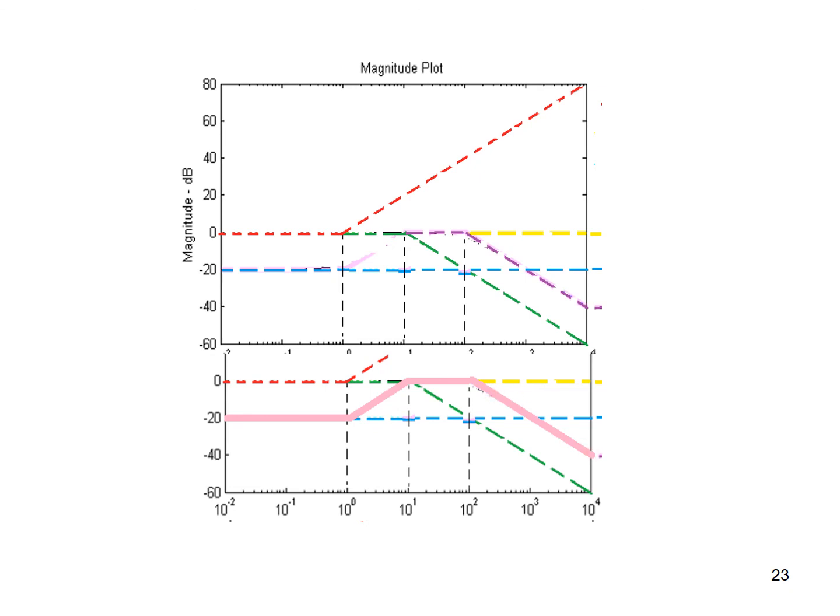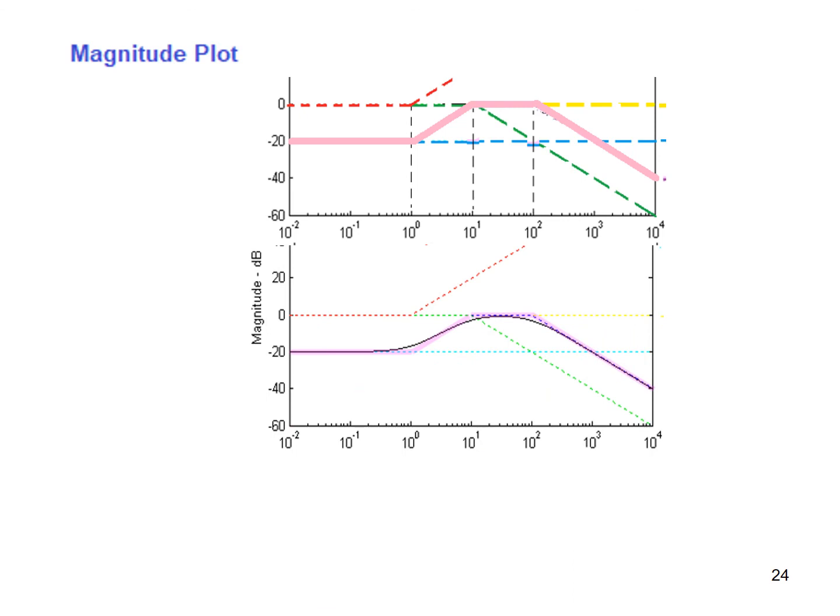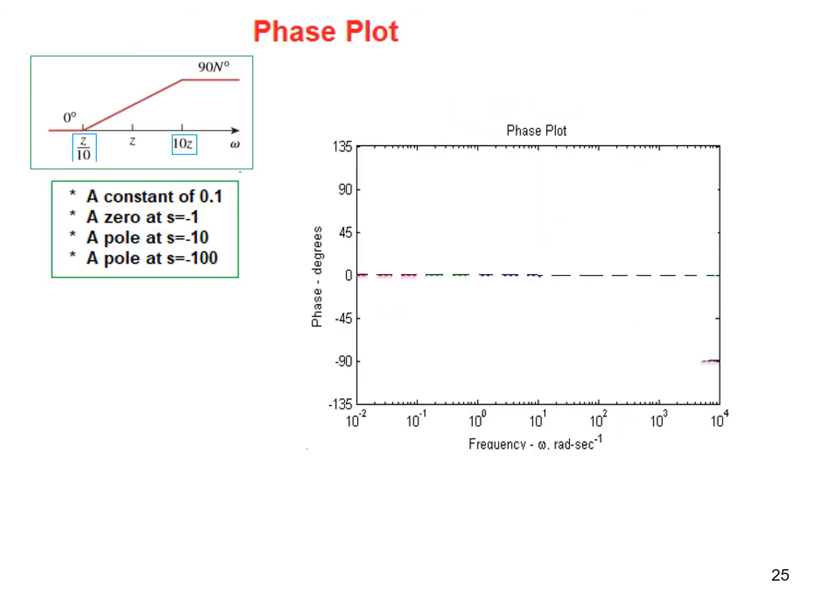And as we did in the previous case, we round off the corners to get the final shape. So the final graph by rounding off the corners will look like this. So this was the magnitude plot. And now let's come to the phase plot.